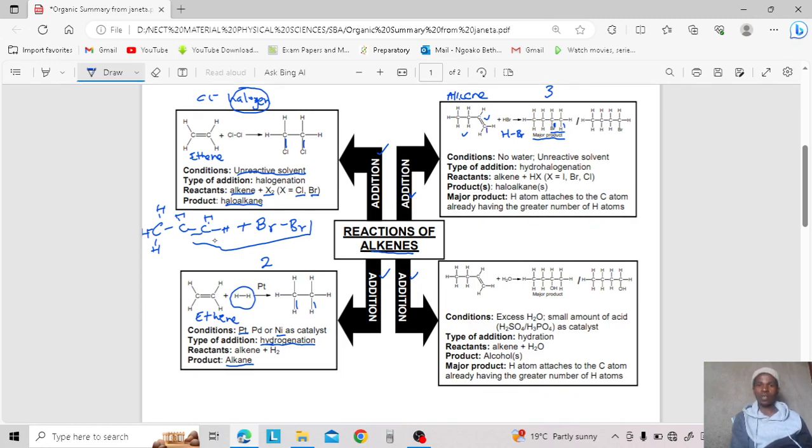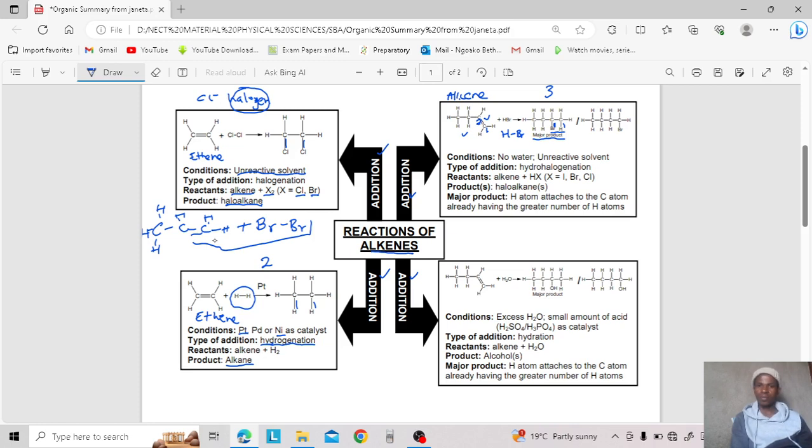So the rule is, the alkene reacts with this in hydrohalogenation. The hydrogen goes where there are more hydrogens, in the bond that breaks. So the bond breaks between this one and this one.